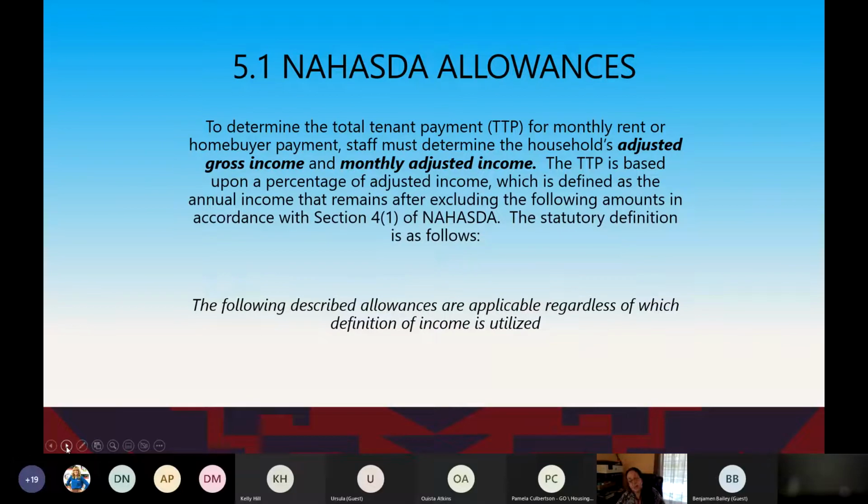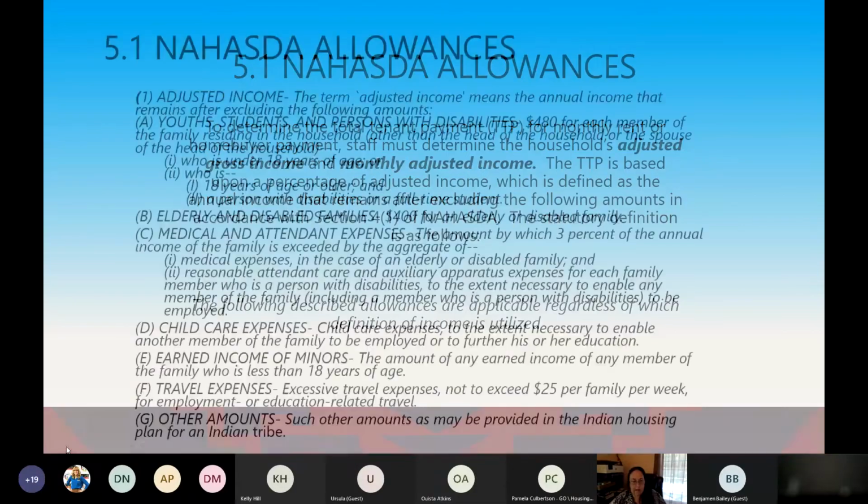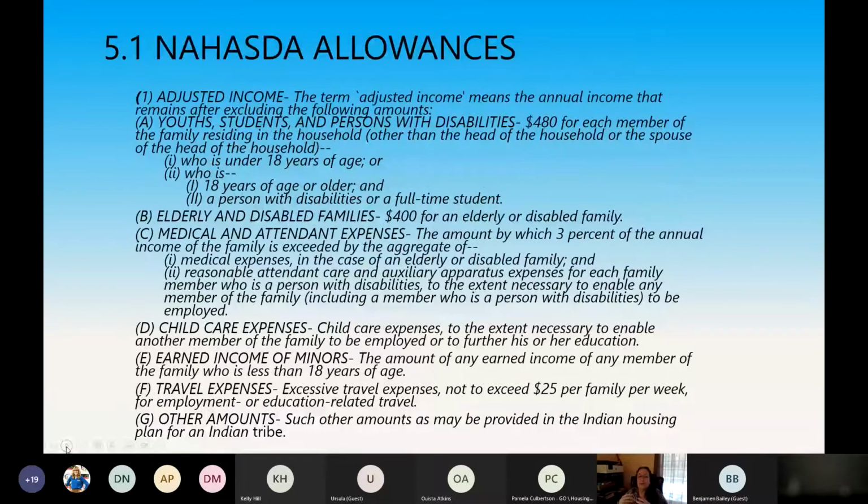The statutory definition is as follows. The following described allowances are applicable regardless of which definition of income is utilized. So that means you should be offering all of these allowances if they apply to your tenant. Adjusted income. The term adjusted income means the annual income that remains after excluding the following amounts.